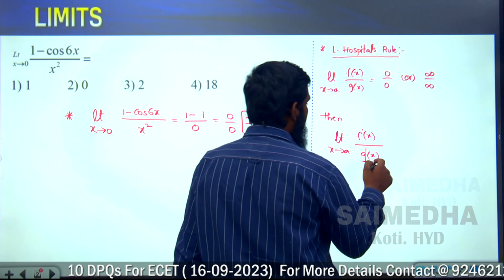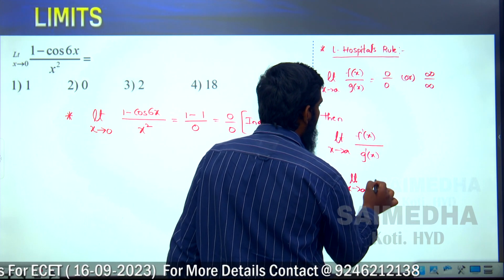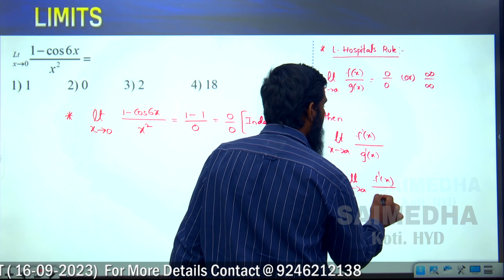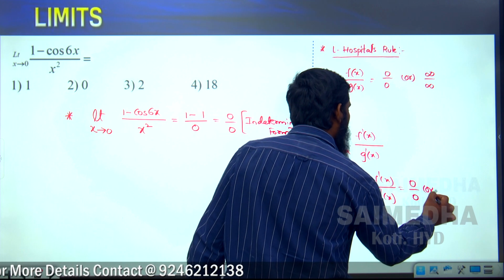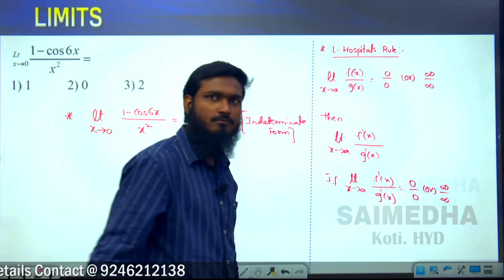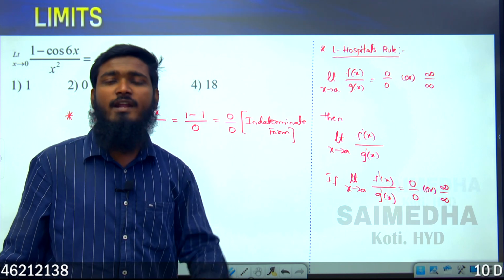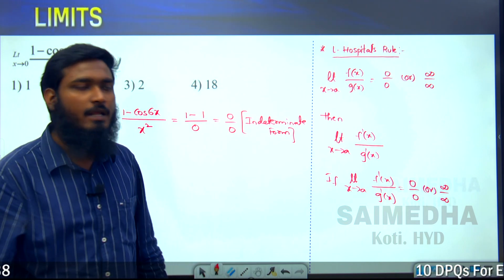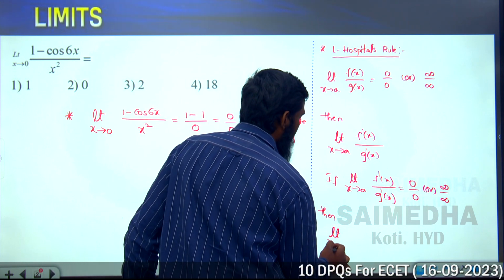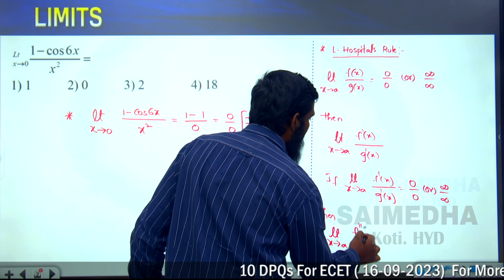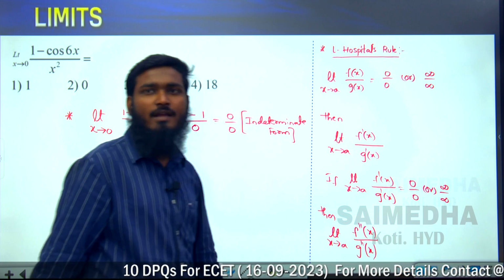Now, if again limit x tends to a, f dash of x divided by g dash of x, this part is also getting 0 by 0 or infinity by infinity after doing differentiation and substituting the x value, then what we have to do is differentiate a second time. Limit x tends to a, f double dash of x divided by g double dash of x. Okay, like this we have to do.